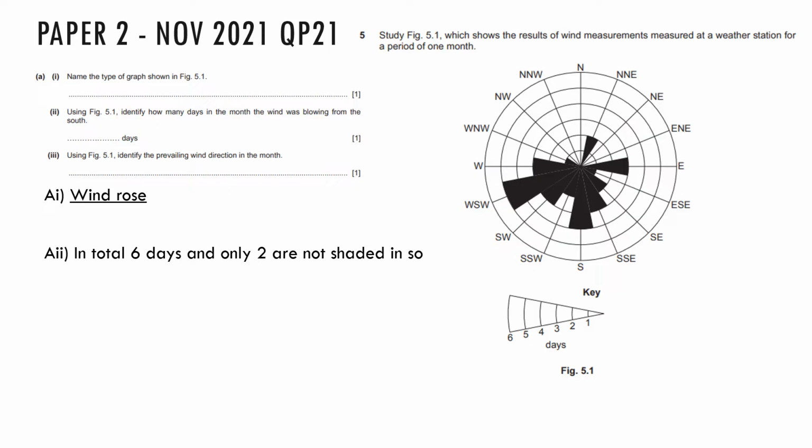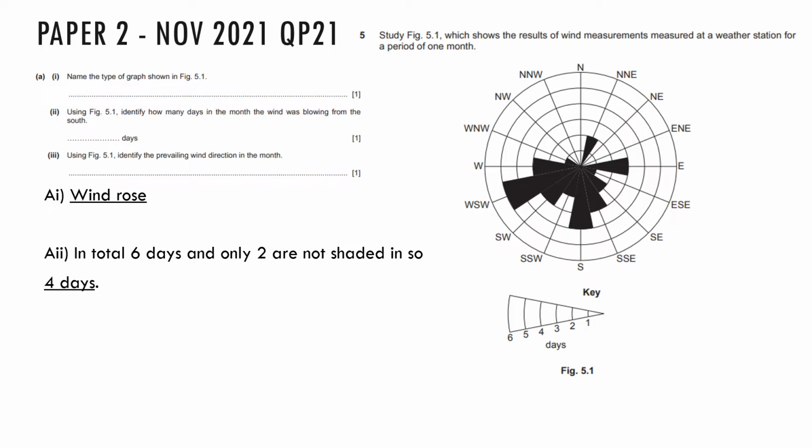Well, if you look at the units, you can see that it goes up in 6 segments, 1 segment for each day. And so I'm going to count the number of segments that haven't been shaded. So look at the north. Sorry, I'm looking at the south. Okay, so 4 of those days have been shaded in. Total is 6. So the answer is going to be 4 days.